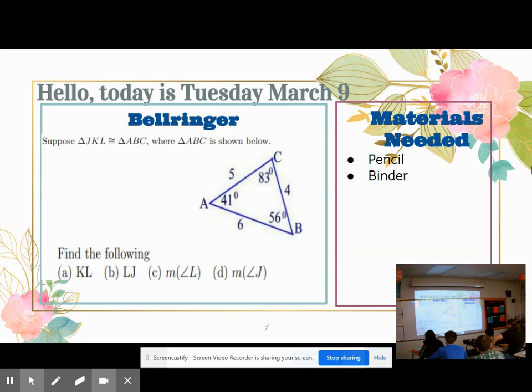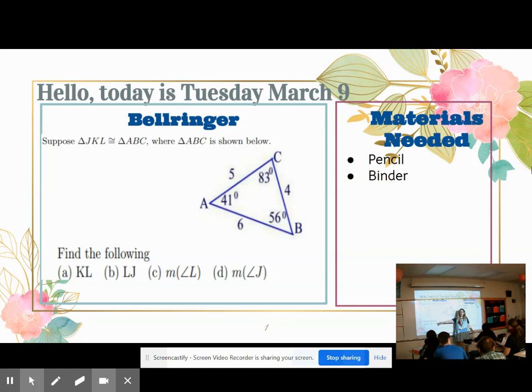And then what about angle L? Angle L. What angle is L congruent to? C. And what's the measure of angle C? It's close enough. It should be 83. And then what about angle J? Which one's it congruent to? It's congruent to angle A, so it would be 41.